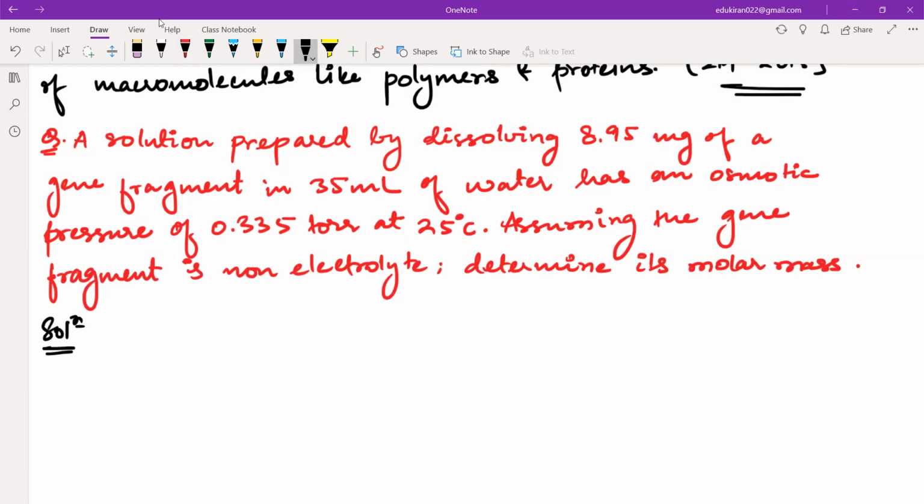You've just seen the formula, right? Directly you can calculate. Please keep in mind the units. Here it is milligram, you have to convert this to gram. Here you have ml, which you have to convert to liter. 25 degrees Celsius you have to convert to the Kelvin scale. This question was asked in 2011, for 3 marks. Formula based, simple question, 3 marks.